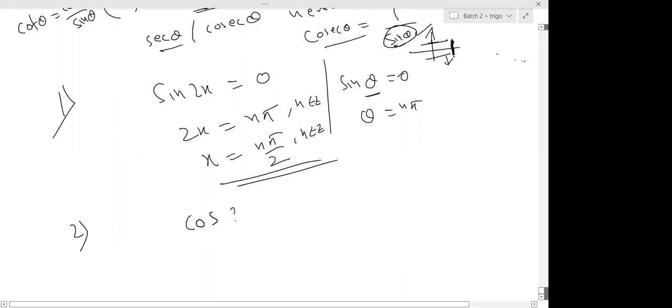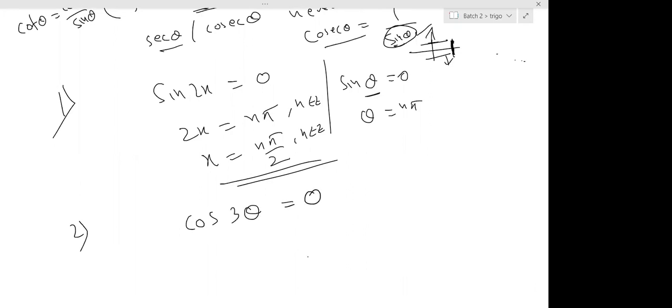Solve this. Cos 3 theta is equal to 0. I'll give you 2 minutes.